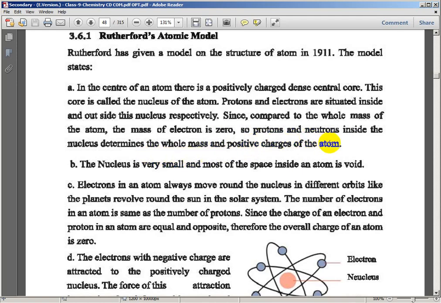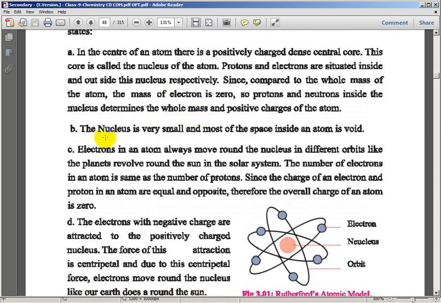Proton and neutrons. Okay, so we have understood that at the center of the atom there is a positively charged, dense central core. This core is called the nucleus of the atom. B, the nucleus is very small. Most of the space inside the atom is void. Void means empty.